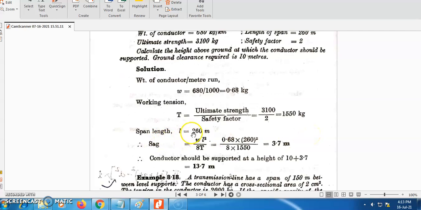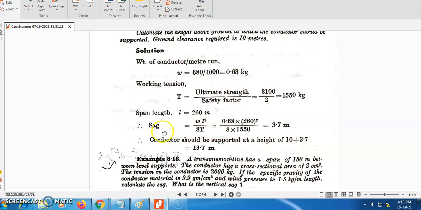Span length L is equal to 260 meters. So sag is equal to the basic formula you already know. Please refer to your previous short video lecture on the sags. So W L square divided by 8 T. W is 0.68 kg, L is 260 meters squared, and 8 into 1550, which is 3.7 meters. So this sag is 3.7 meters.